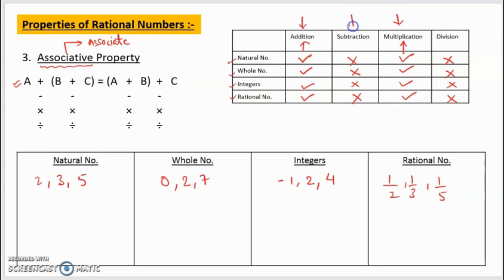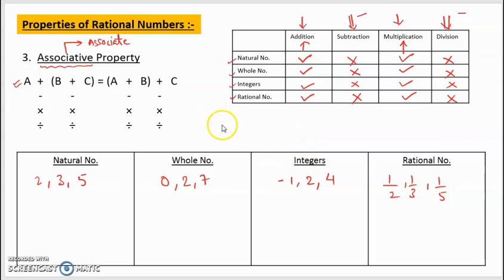And for subtraction and division, the associative property is never followed. So none of the number systems follow the associative property for subtraction and division.